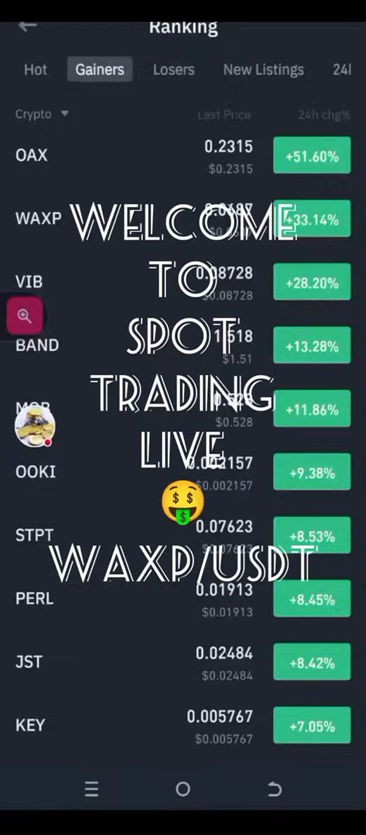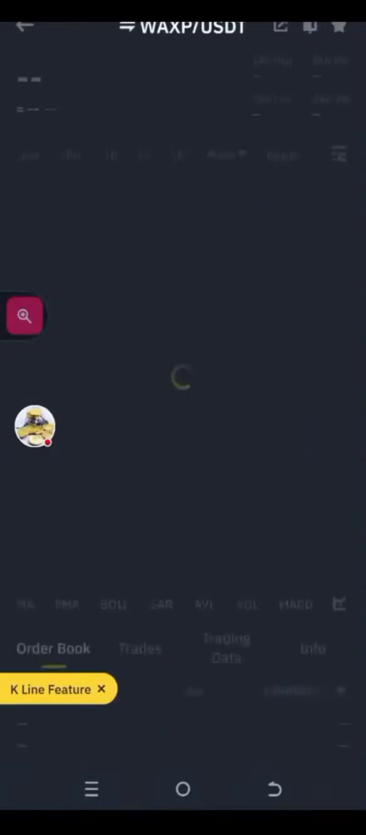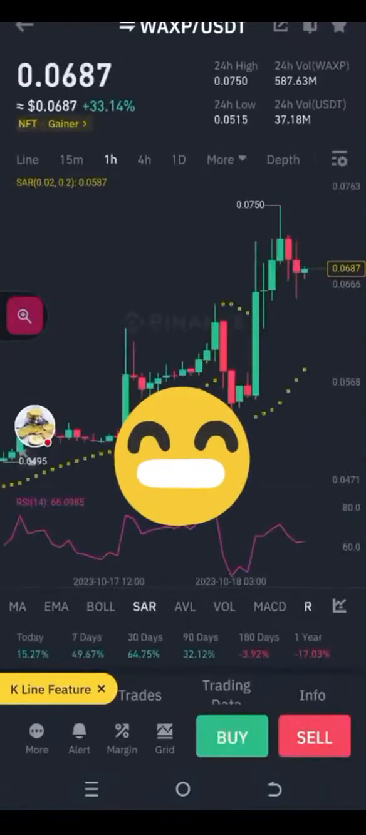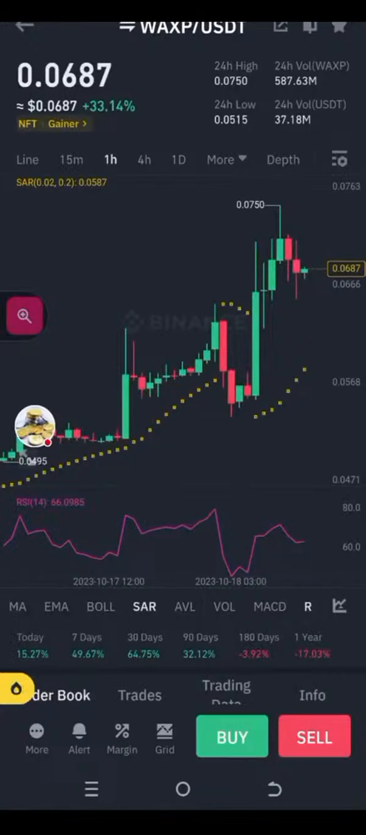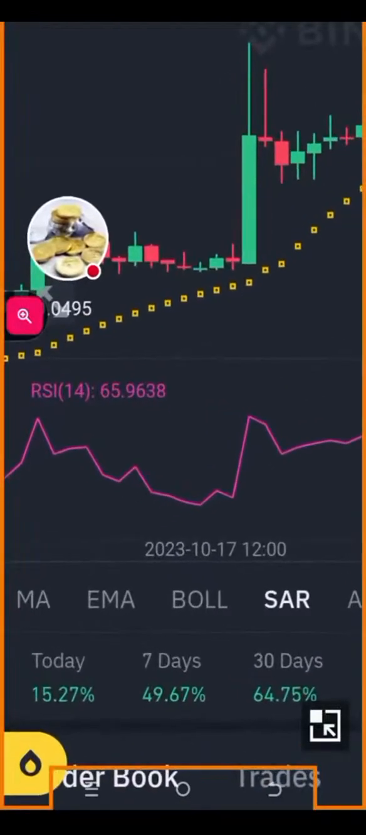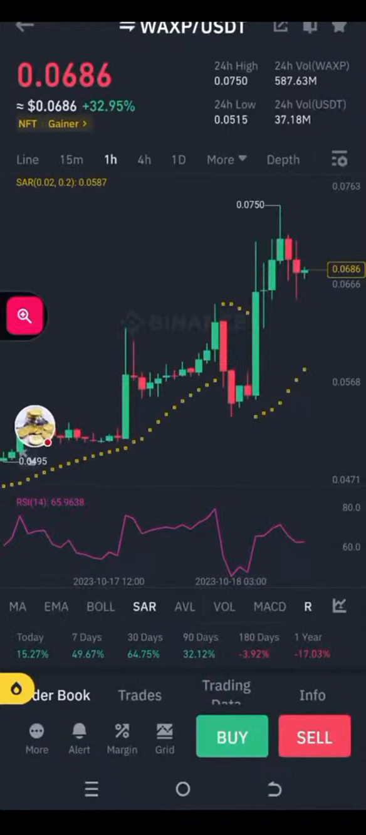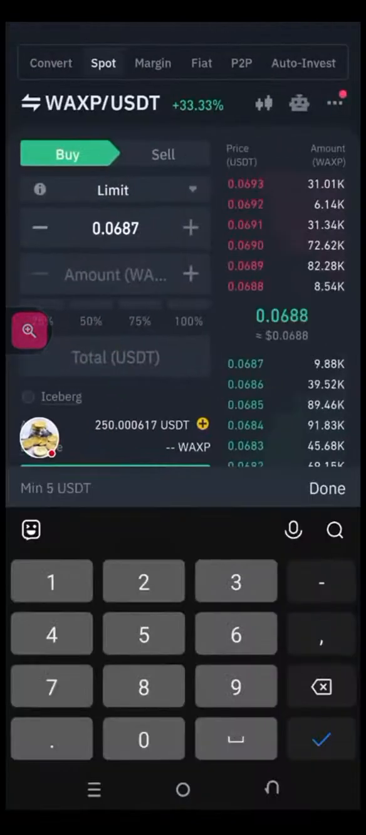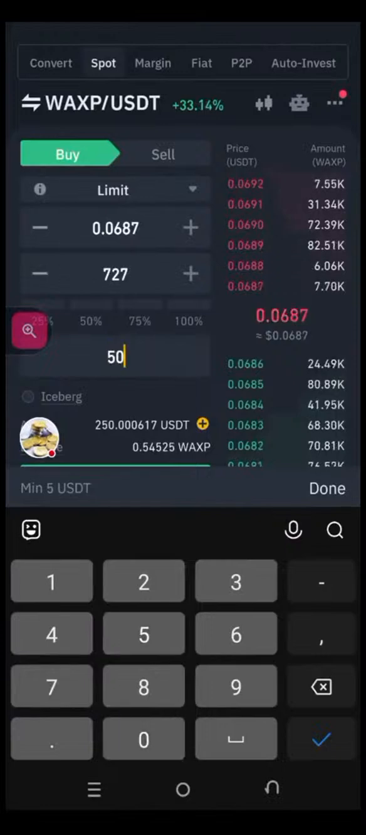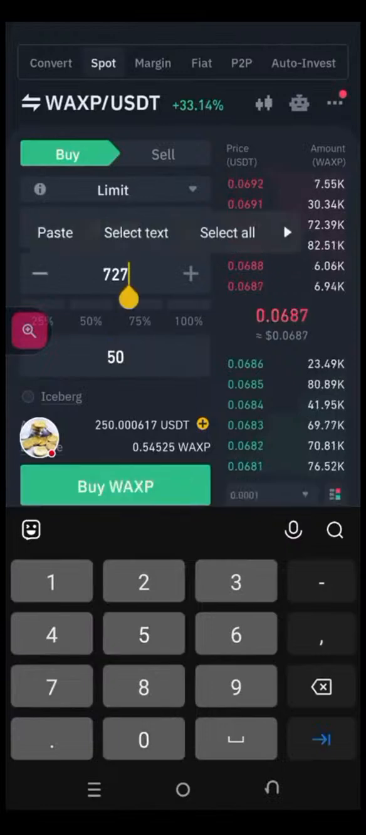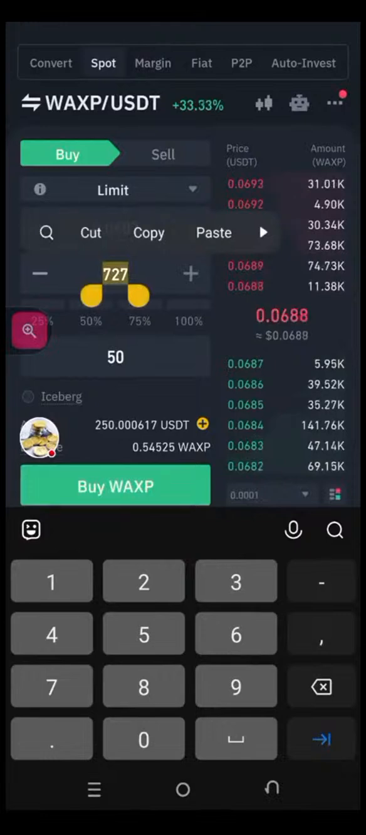This Waxp, you just want me to take it, right? Waxp wants me to take this. Maybe actually, because everything is still okay, it's in pump mode, so I'll just pick it up. Let's do this. Whichever way, it's in pump mode. It's not yet 70. The parabolic SAR is in place, so let's just go with it. Let's just put in $50.